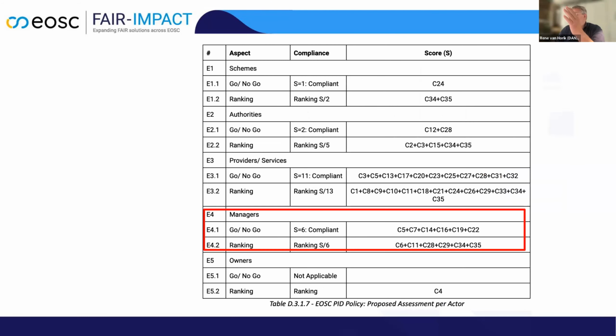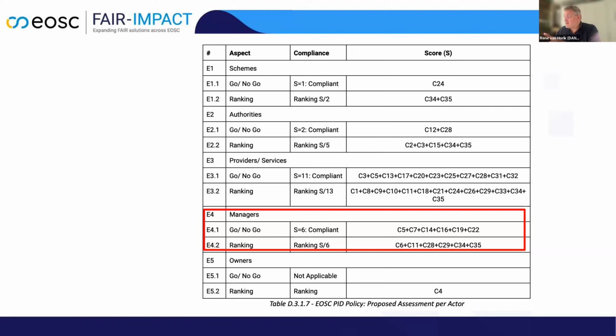And now again, a very impressive table. Don't look at the other actors, but in the red box, you will recognize the go no go aspect, and you will also see that if the manager does not meet criteria number 5, then that means that the manager will not meet the PID policy requirements according to the assessment policy.